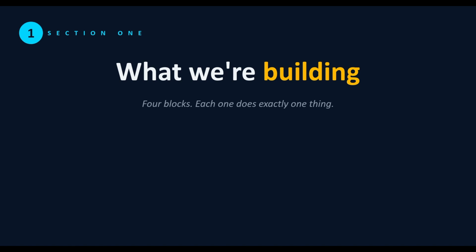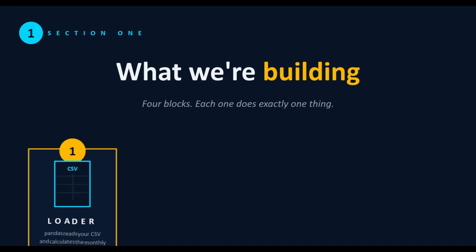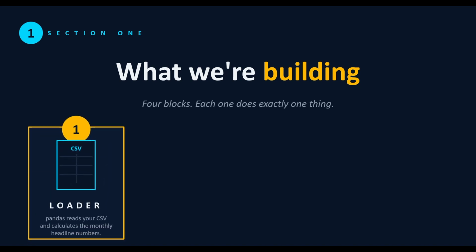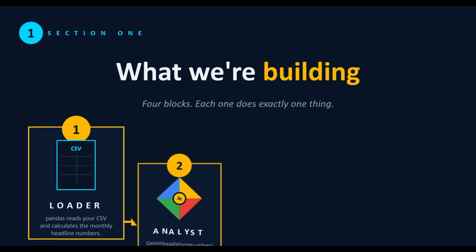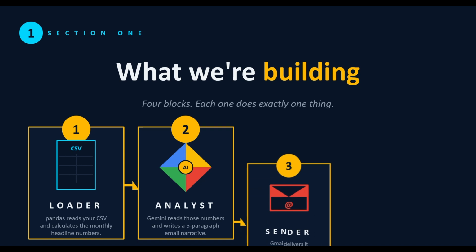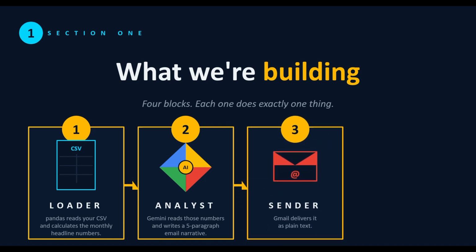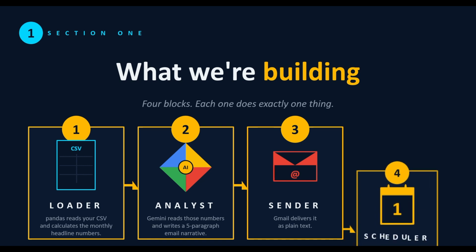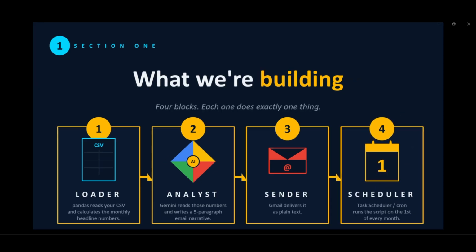Your AI agent has 4 blocks, 4 little Python sections. Each does one thing. Number 1, the loader. Pandas reads your CSV and calculates the monthly headline numbers. Number 2, the analyst. AI reads those numbers, and here we are going to use Gemini. It writes an email narrative. Number 3, the sender. Gmail delivers it as plain text. Number 4, the scheduler. Task scheduler runs the script on the first of every month.